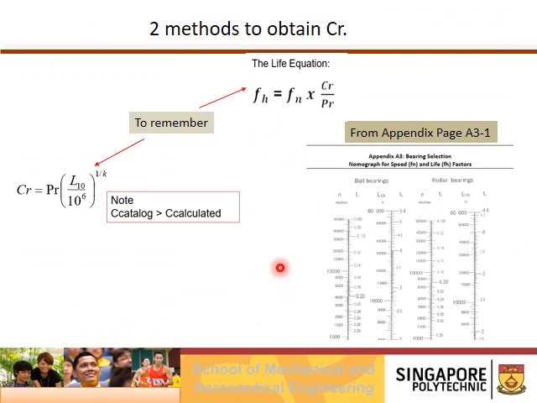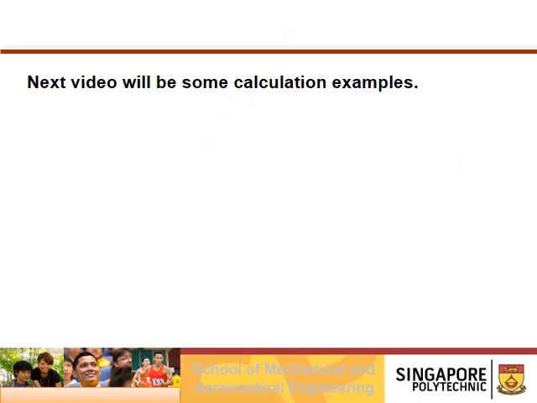So I mentioned earlier we have two methods to obtain a CR. One is using the equation, all right. The other one is using the nomograph, which is from your appendix, page A3-1, sorry. Yeah, this is the appendix. So the equation for using the nomograph is fh equals fn times CR over PR. This one I'll explain to you in a later part, but this is the equation that we introduced earlier. All right, so there are two methods. Okay, in the next video we will talk about examples and use the examples to show you the calculation and selection of appropriate bearings.